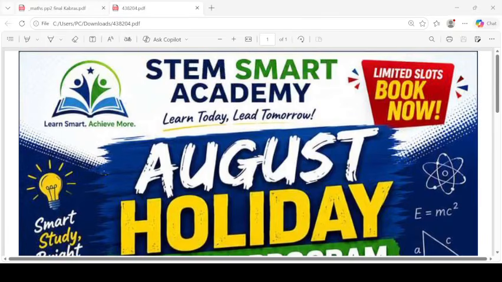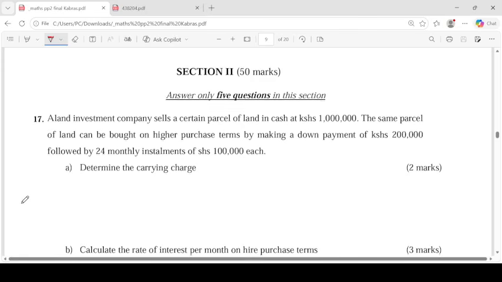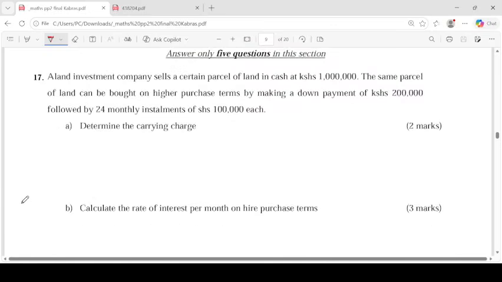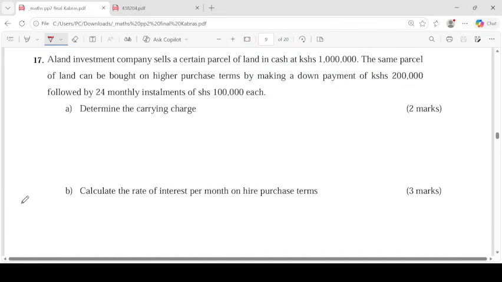Without wasting time, let's have a look at question number 17. The question reads, a land investment company sells a certain parcel of land in cash at 1 million shillings. The same parcel of land can be bought on hire purchase terms by paying a down payment of 200,000, followed by 24 monthly installments of 100,000 shillings each. Determine the carrying charge.